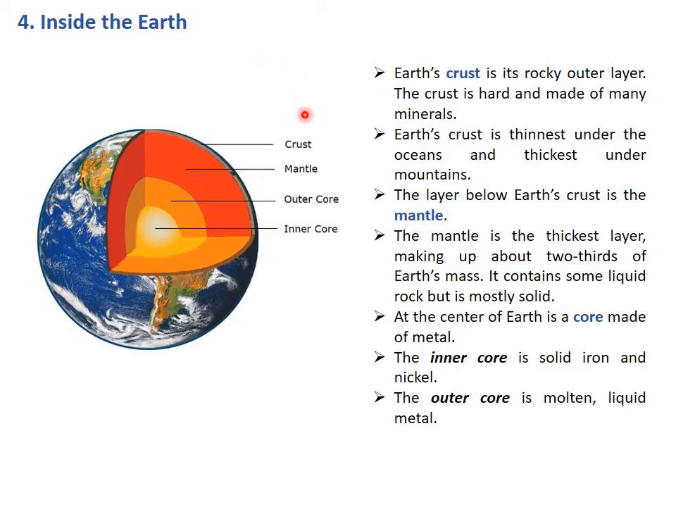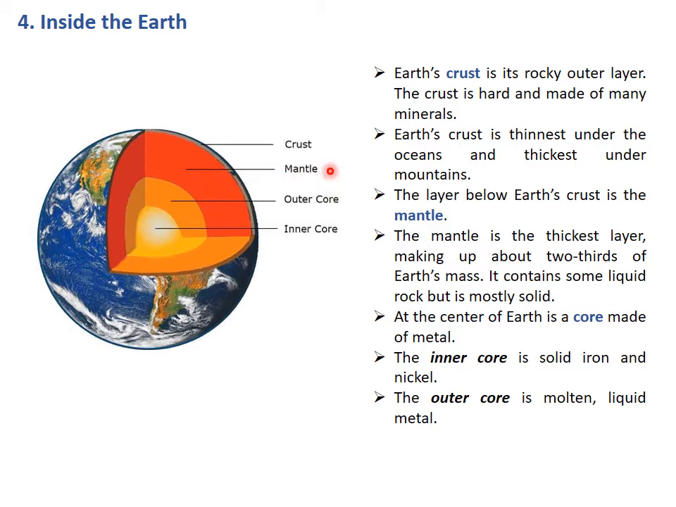Now, we have to know that the layer below Earth's crust is the mantle. The mantle is the thickest layer, making up about 2/3 of Earth's mass. It contains some liquid rock, but is mostly solid.